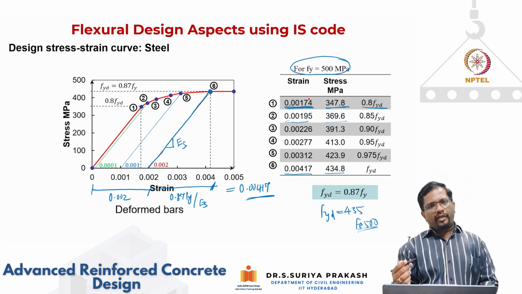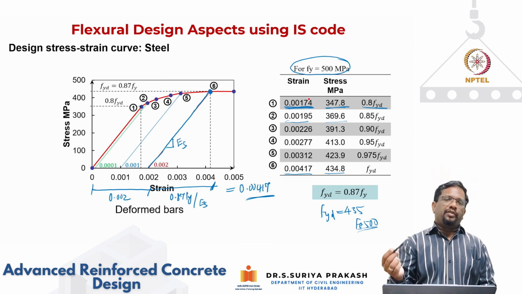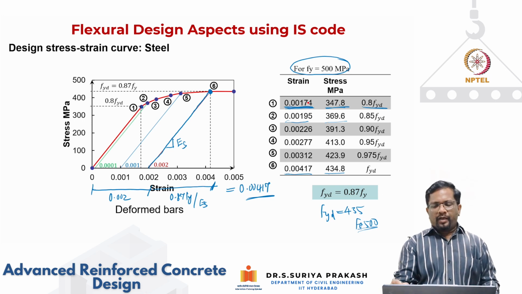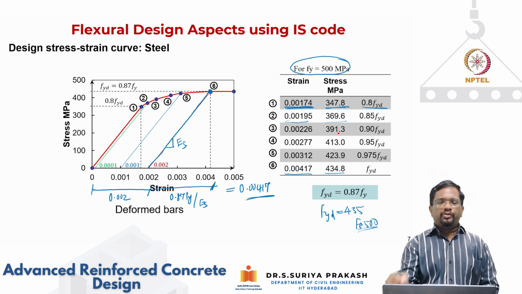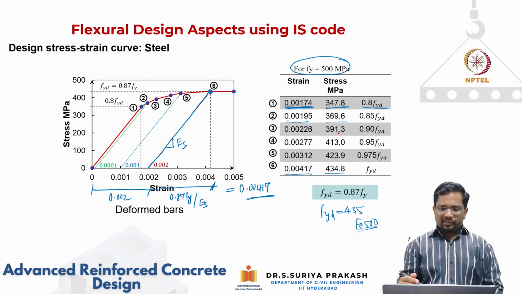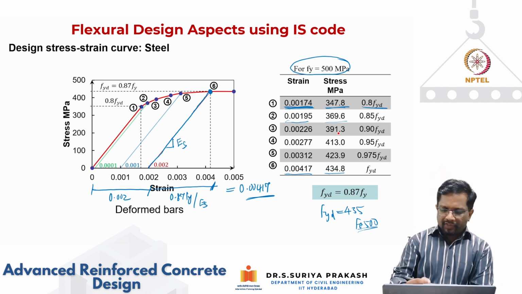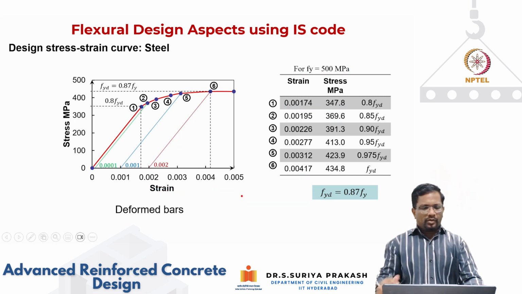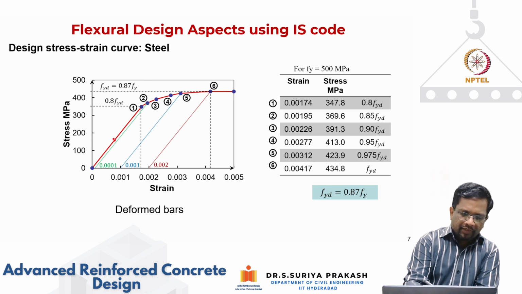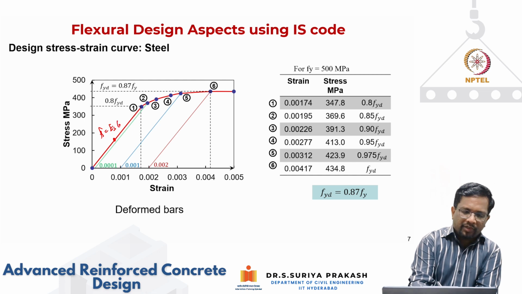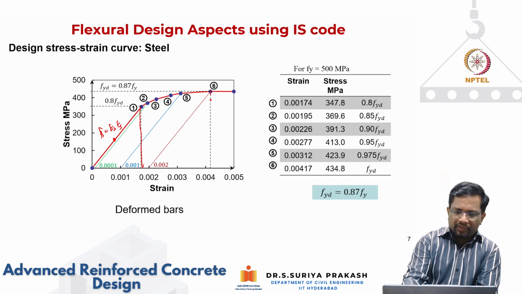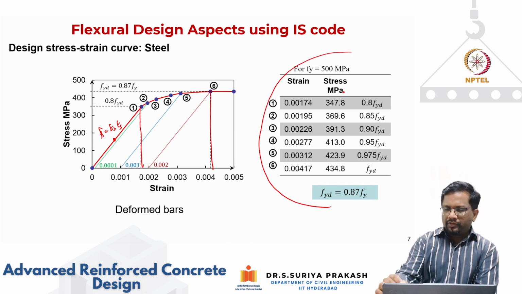I can directly calculate my stress by multiplying with elastic modulus. But when the strain is between 0.00174 and 0.00417, I have to do interpolation using this design stress strain curve. So that is why these values are specified here, right? You see here? So when the strain is somewhere here, then it is very easy. Stress is basically directly Es multiplied by epsilon s. But when you are in this region from here to here, we have to follow this table.